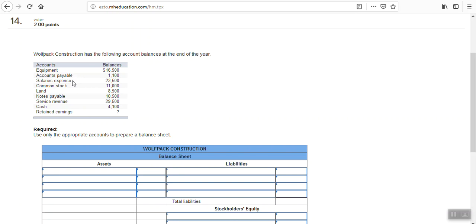An expense is not an asset, it's not a liability, and it's not an equity. An expense is an expense account that's going to show up on your income statement. So this one we can skip because income and expenses don't show up on the balance sheet. They do show up on the income statement.